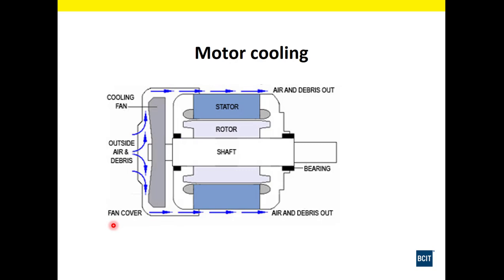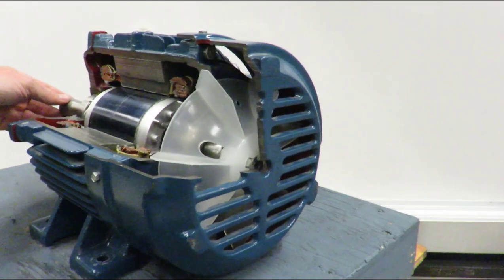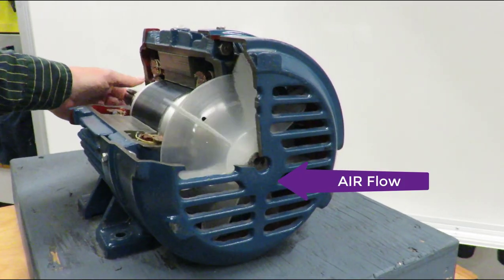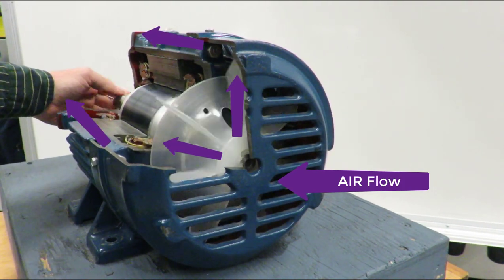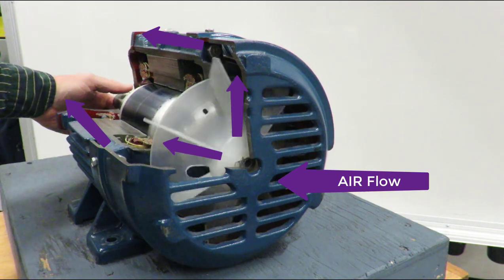Also, the fans and the shroud serve as a means to keep dust and debris off the surface of the motor. This cutaway view of the motor shows the air entering the center of the shroud, spreading out from the fan and over the surface of the motor, cooling it.